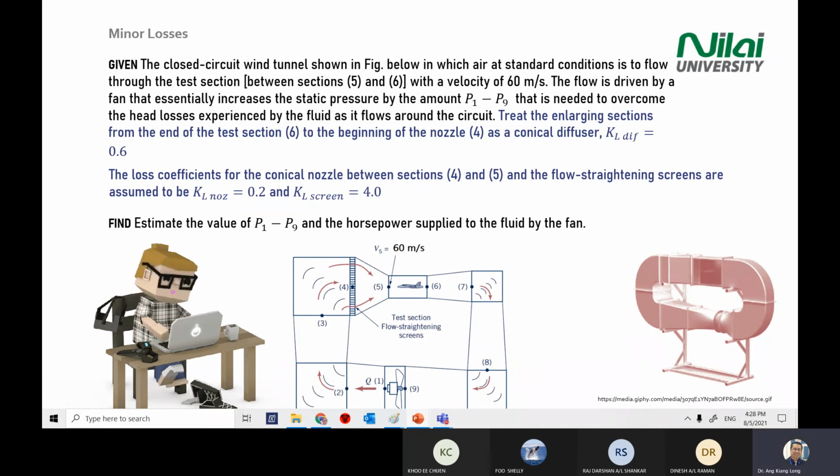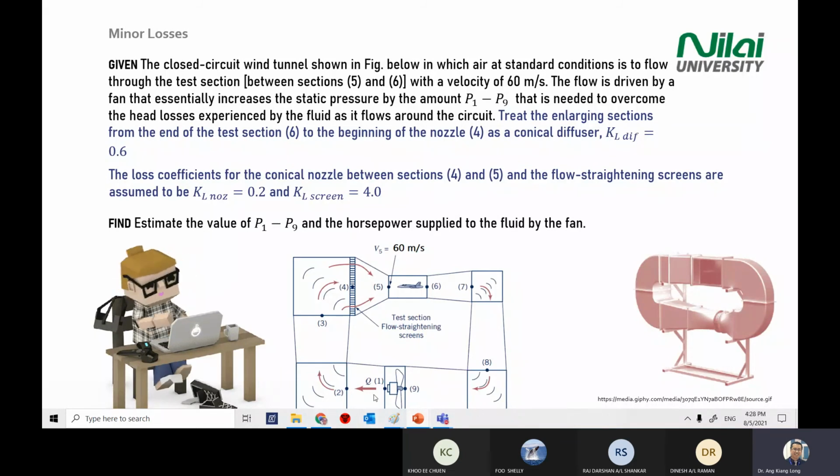Dinesh, what is the standard condition parameter for temperature and pressure? What is the value? Temperature is 15 Celsius. Pressure is 1 atm. Okay, good.